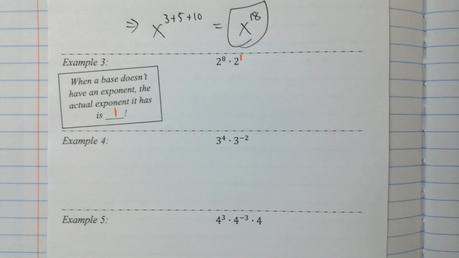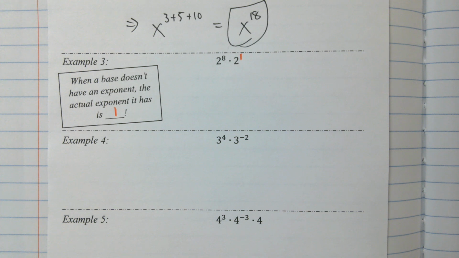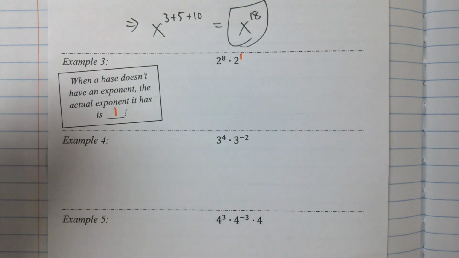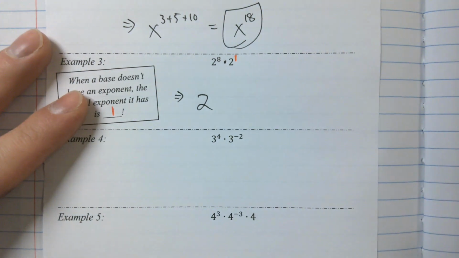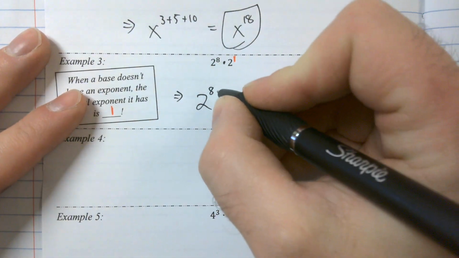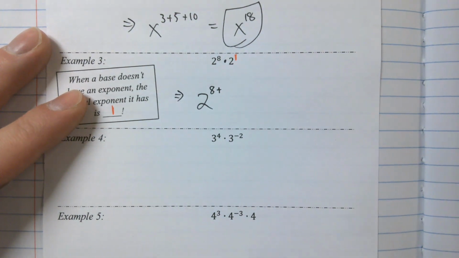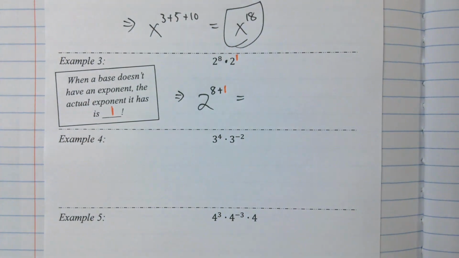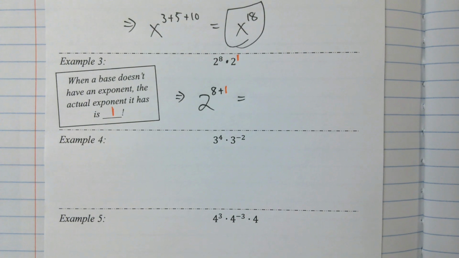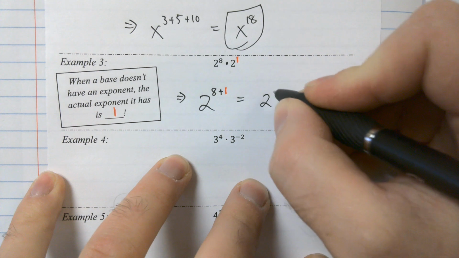Why does it matter that we include that 1? We need an exponent to add to the 8 if we want to use the product rule. We're multiplying here. I'm going to keep my base the same, and I'm going to add 8 plus 1. If I don't include that 1 in there, I'm not going to add it to that 8. What's my new exponent for 2 going to be? 9.